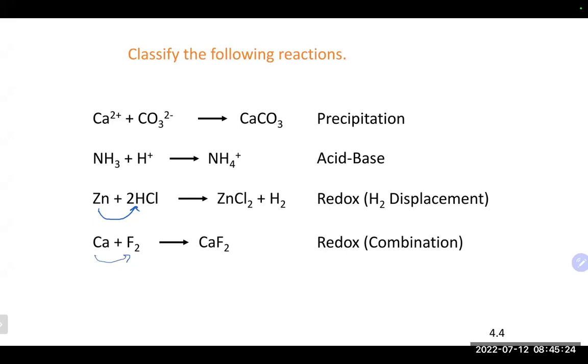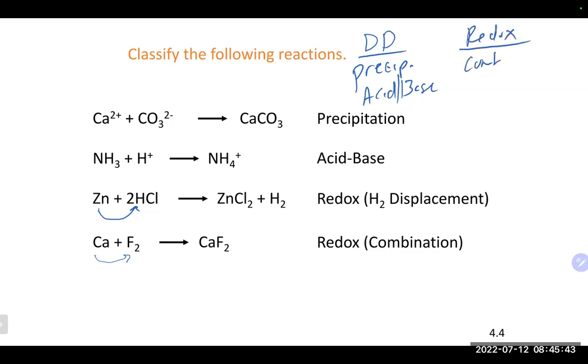Any questions on how to classify reactions? So again, double displacement, precipitation, acid base, and redox, pretty much everybody else. So combination, synthesis, decomposition, single replacement, and combustion. Any questions on any of that there?